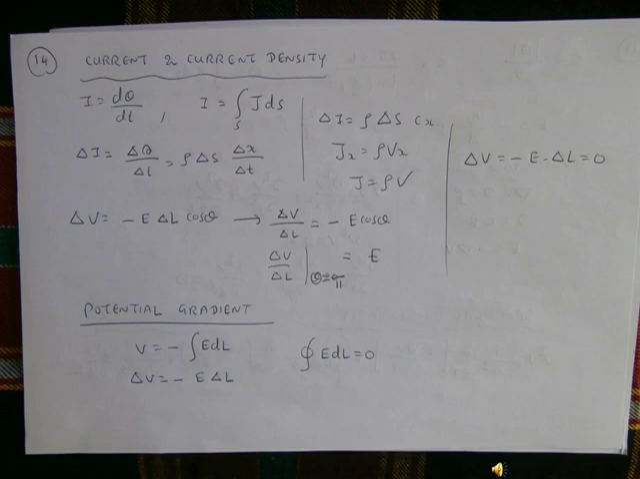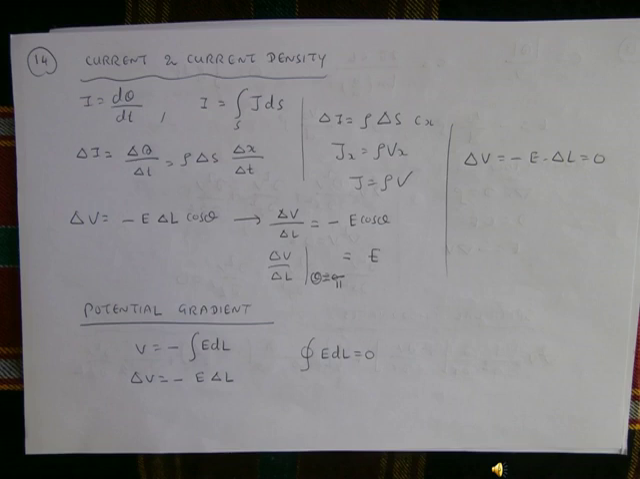So the del I equal to del q by del t equal to rho ds equal to multiply del h by del t. So the del I equal to the rho ds ch, so j is equal to the rho vh and the j equal to rho v. In this case, del v is equal to minus e del t equal to 0. So del v equal to minus e del t cos theta equal to del v by del t equal to minus e cos theta. So the del v by del l theta equal to phi equal to e.